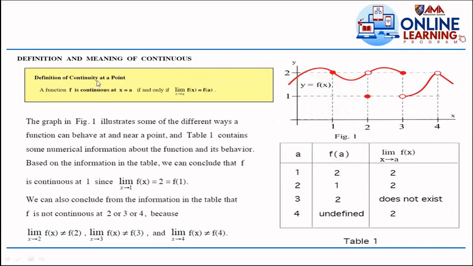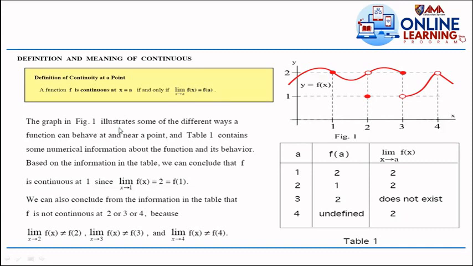Okay, so the definition and meaning of continuous. Definition of continuity at a point: a function f is continuous at x = a if and only if the limit of f(x) as x approaches a is equal to f(a). So ito dapat ang ma-justify natin, that your left equation is the same as your right equation. Okay? So this is now our basis.